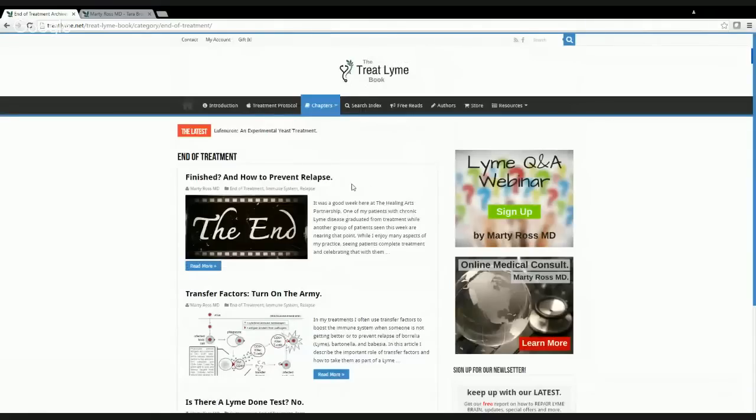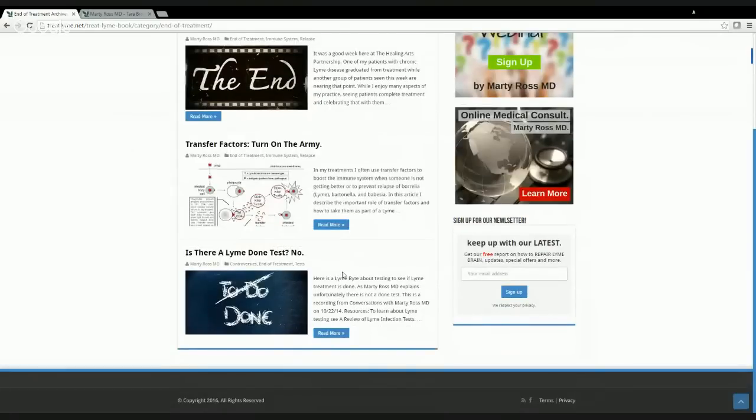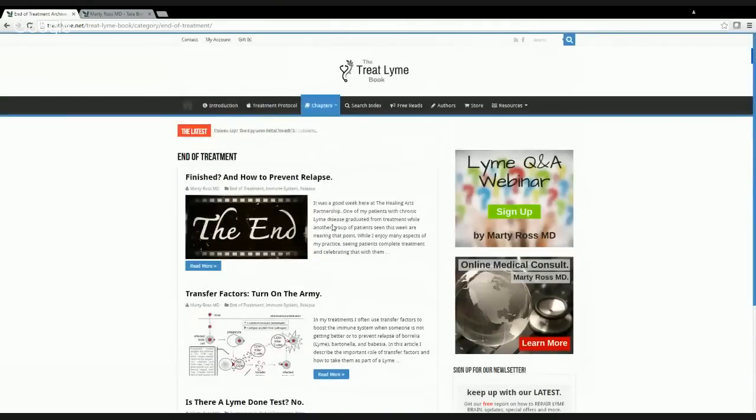It actually is all part of the same article. I used to have a separate one on relapse prevention, but I rolled it into this article. Take a look here. I talk about all the things you do to keep your immune system working well to prevent relapse. And there's also an article here you may want to take a look at: Is there a Lyme done test? No. You can take a look at that and see why I say there's not a done test. All right, so let me go back here again.